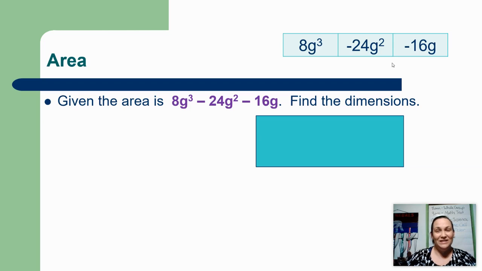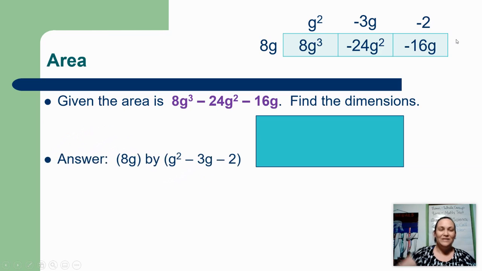8, 24, and 16 are all divisible by 8, and each box also has a letter G. So 8G would be my GCF. That's going to be one of my dimensions. Look, it's even lined up along the side of a rectangle to designate that it's a dimension of that rectangle. Next, we need to figure out the top. For the top, I have a g squared, a minus 3g, and a minus 2. And that's going to be my second dimension, g squared minus 3g minus 2. Great, this can be our width, and this can be our length. And so that's our final answer.